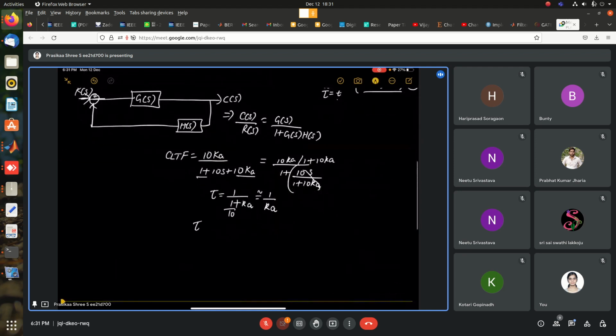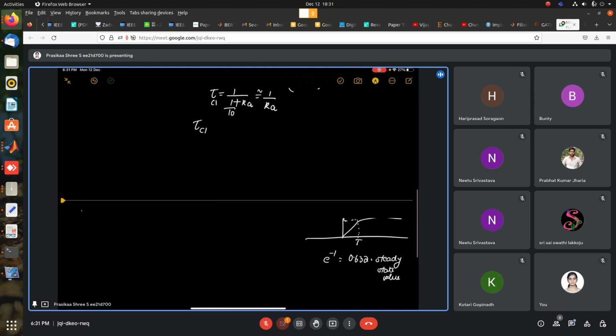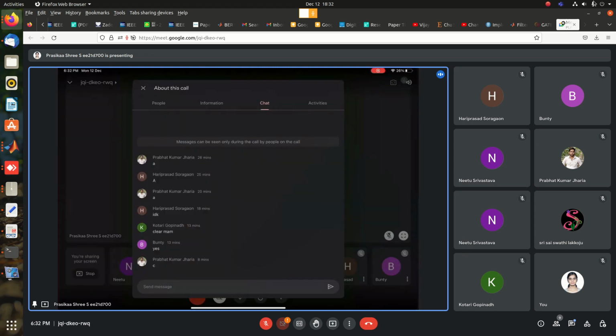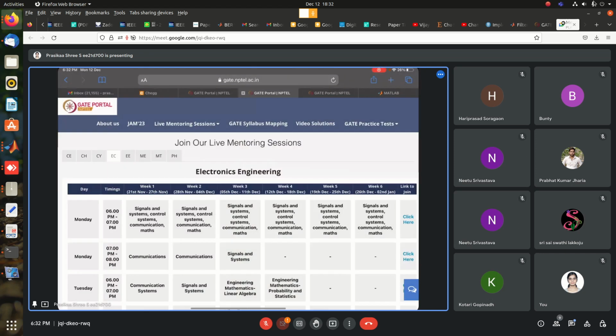So let's represent tau as tau CL, and this as tau OL. So tau closed loop is equal to tau OL by 100, which is equal to 1 by Ka is equal to 10 by 100, which implies Ka is equal to 10. Is it clear? Yeah. As Prashant said, the answer is C.